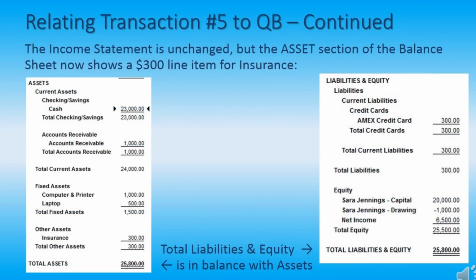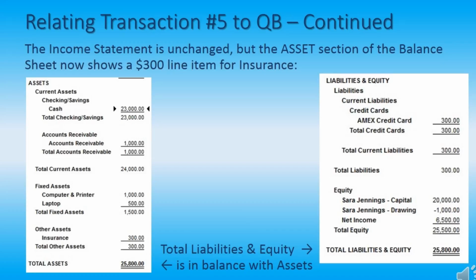And now we continue relating transaction 5 to QuickBooks by showing you the updated balance sheet run after this last transaction was entered into our QuickBooks file. We did not run an updated income statement because it is unchanged, but the asset section of the balance sheet now shows a $300 line item for insurance, and we also show total liabilities now of $300 for the liability that we have on our Amex credit card. Total assets still equal total liabilities and owner's equity at $25,800. Everything remains in balance.